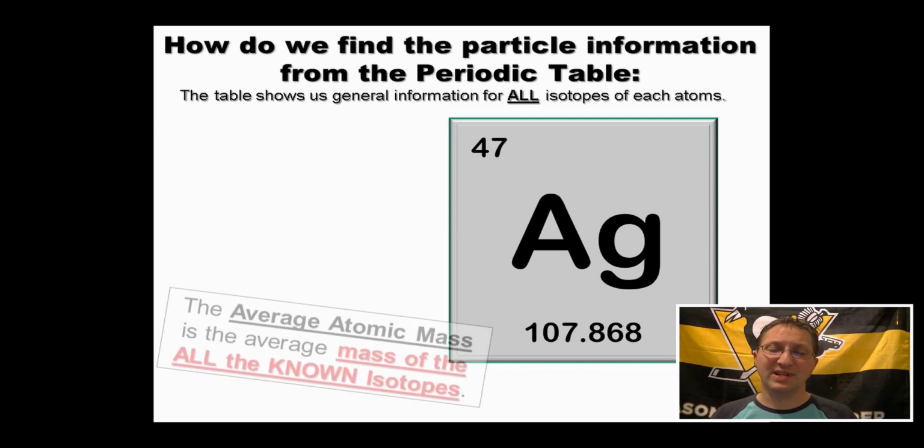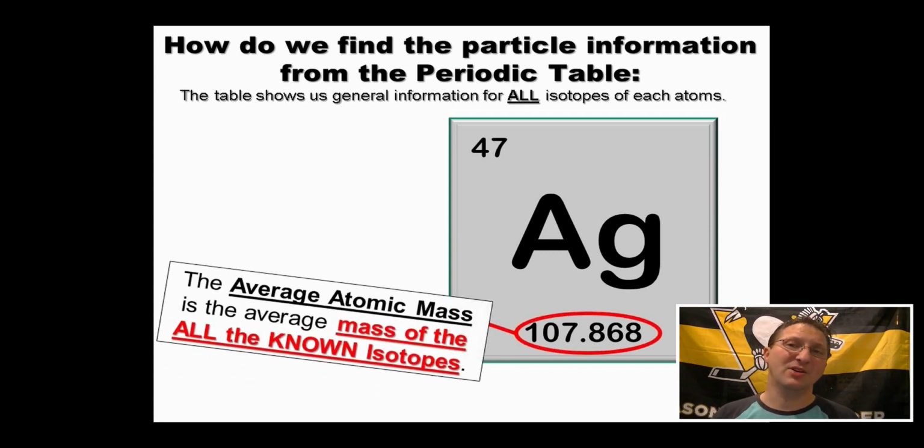Well, the first thing you have to understand is the number down at the bottom, typically underneath the symbol. It doesn't have to be there, but it's typically there. It's going to be the larger of the two numbers. That is your average atomic mass. This is the mass of all known isotopes of that particular atom. So it's not the mass of each individual atom or each individual isotope, but it's an average number. If there's like 5 different isotopes for silver, then we average those masses up and we figure out what the average is.